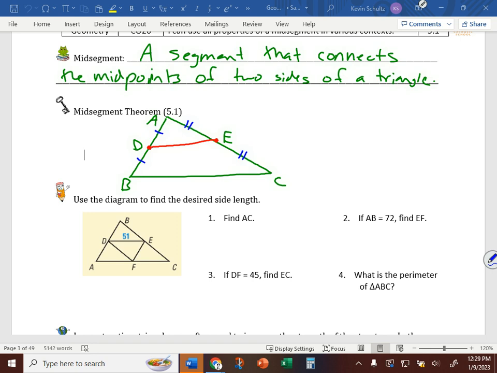He went one step further, and this is part of what the theorem actually says here. He concluded that DE is parallel to BC, which is correct, okay? So the theorem kind of has two parts to it, two things that you need to know. Number one, a midsegment is parallel. We'll call it the third side. It's the side that the midsegment doesn't connect, okay? But it's parallel to the third side.